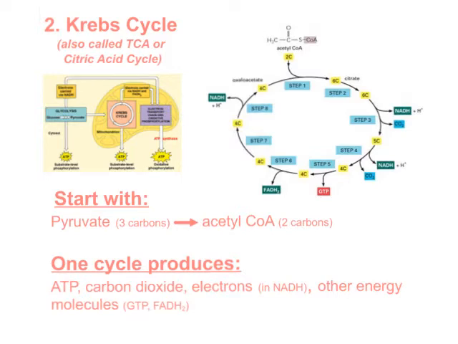So in the Krebs cycle, we start with pyruvate. Remember, we ended with pyruvate after glycolysis. We converted a glucose molecule into 2 pyruvate molecules. Now we have our pyruvate molecules. They're 3 carbon molecules. As they cross the membrane into the mitochondria, they are converted into acetyl coenzyme A molecules, or acetyl-CoA. Those are only 2 carbons each, so they're small.